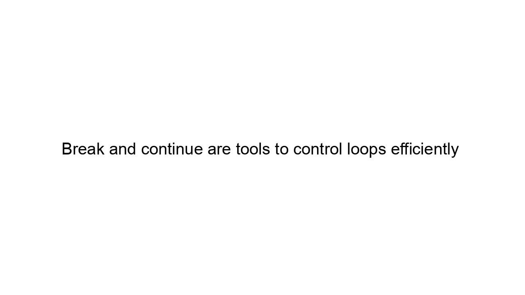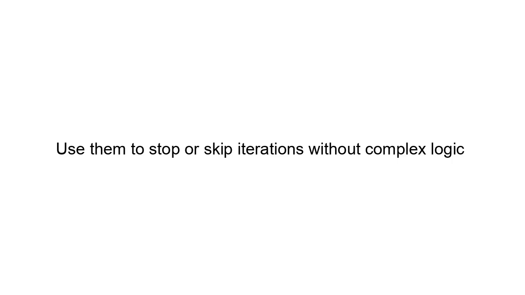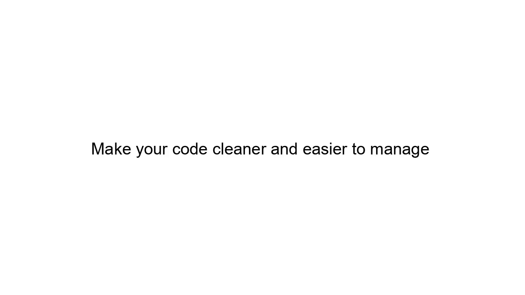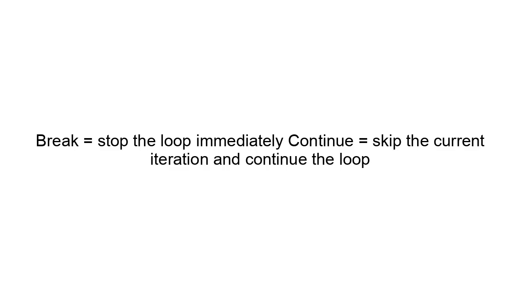Important point. Break and continue are tools to control loops efficiently. Use them to stop or skip iterations without complex logic. Make your code cleaner and easier to manage. Simple definition. Break equals stop the loop immediately. Continue equals skip the current iteration and continue the loop.